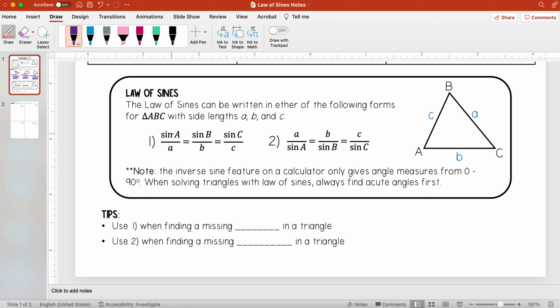This tells me that sine of A over side length A is equal to sine of B over B, which is equal to sine of C over C. And then I can do it the other way around as well. Again, just to reiterate, just like we did in the previous video, your lowercase a, b, and c, those are your side lengths.